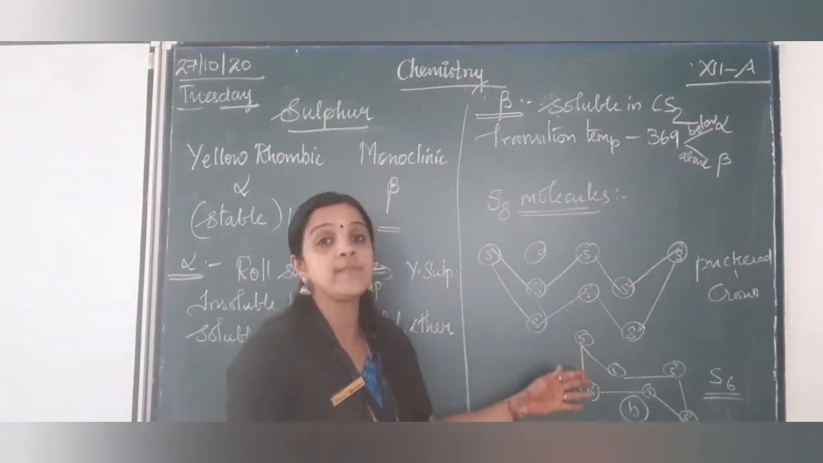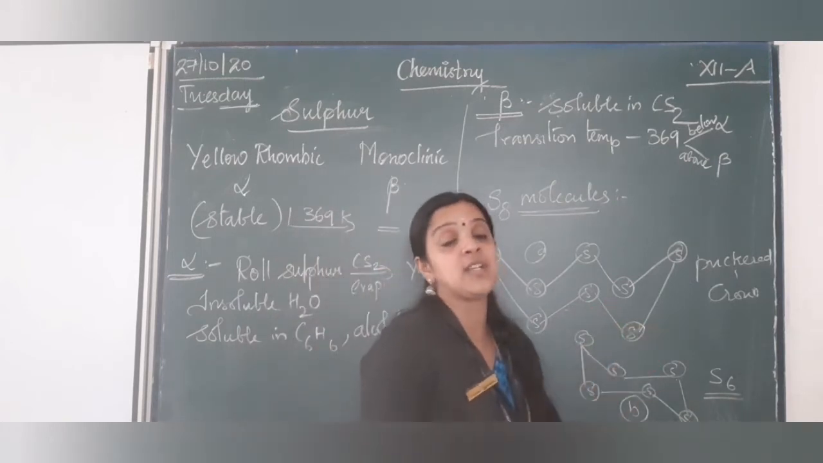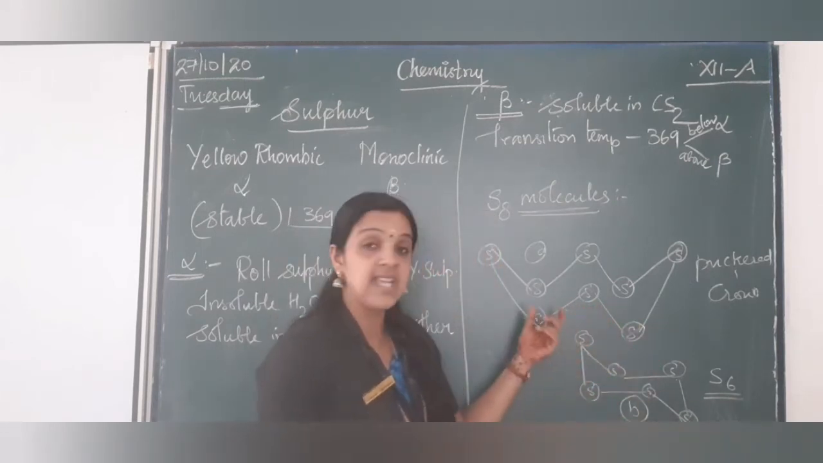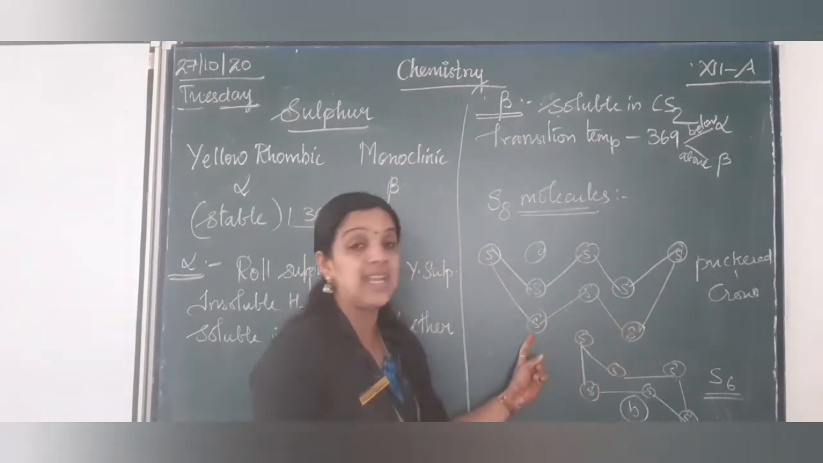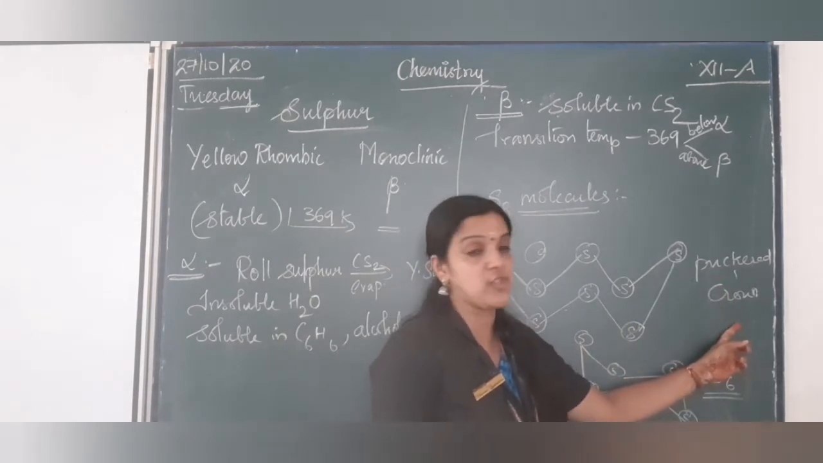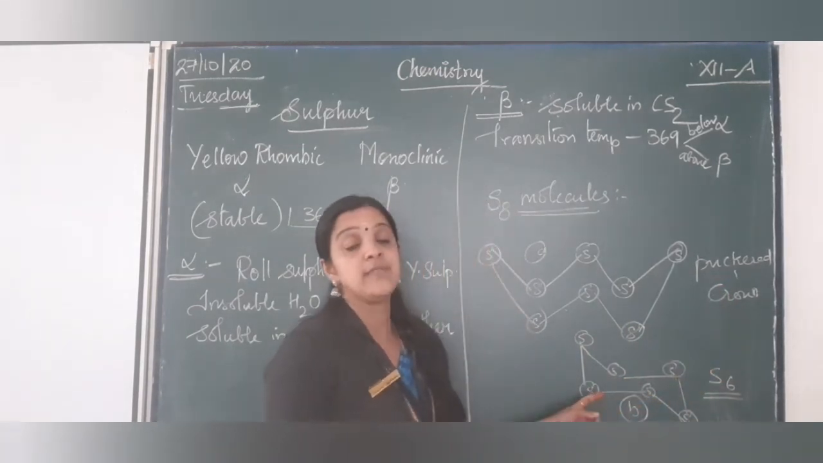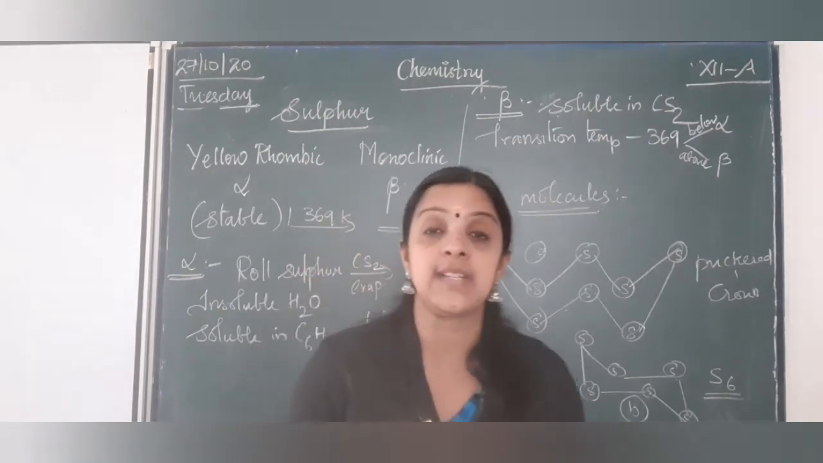There are two forms which are given in your textbook, both are important. One is S8 and the other one is S6. S8, you can see 1, 2, 3, 4, 5, 6, 7, 8 sulfur atoms forming a puckered or crown shaped structure, and you have S6 which is forming a chair structure, and the dimensions are also given in the textbook to you.